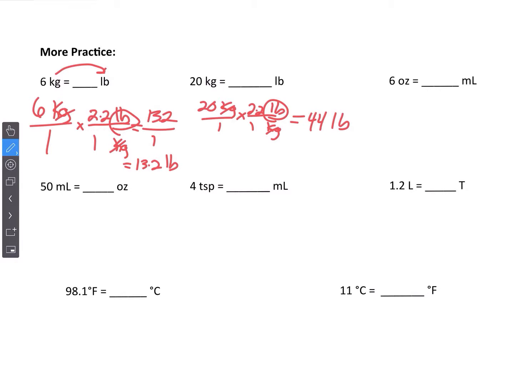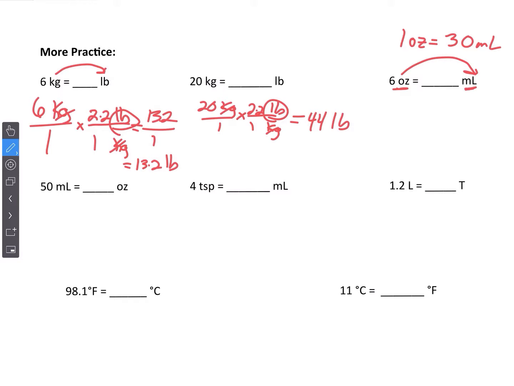For the next one, 6 ounces to milliliters. I notice that this is a measure of volume, milliliters. That means I'm going to be working with fluid ounces. Immediately you should know then that we're not worried about 16 ounces in a pound. We don't need to think about the ounces associated with weight. Do you know a direct conversion from ounces to milliliters? You should. You should know that 1 fluid ounce is 30 milliliters.